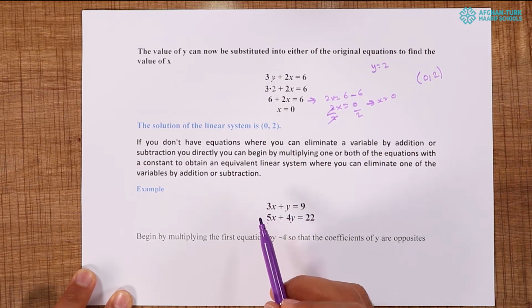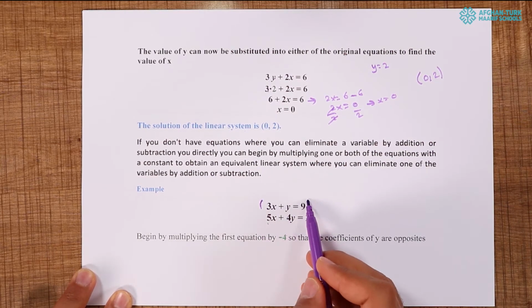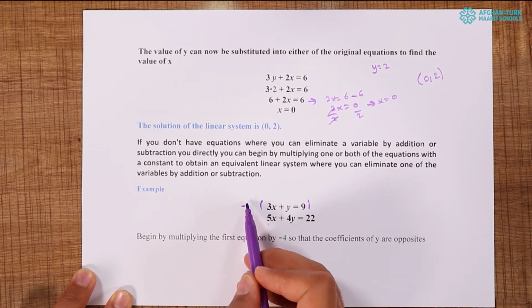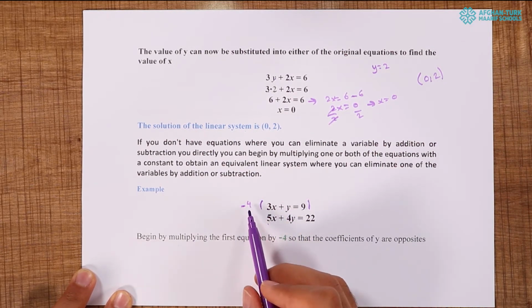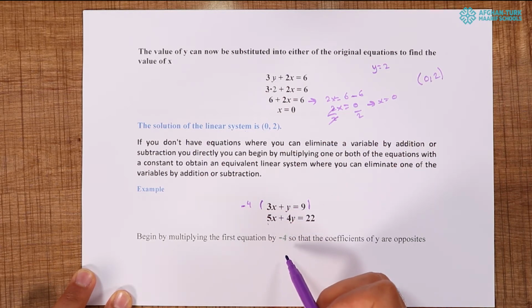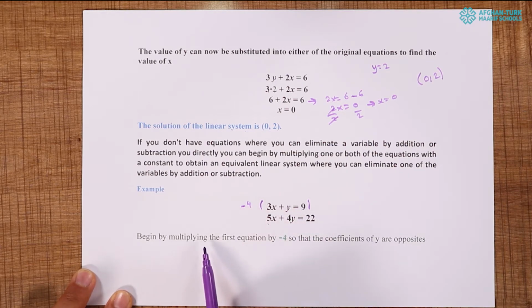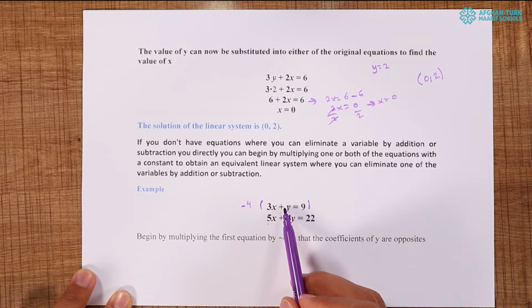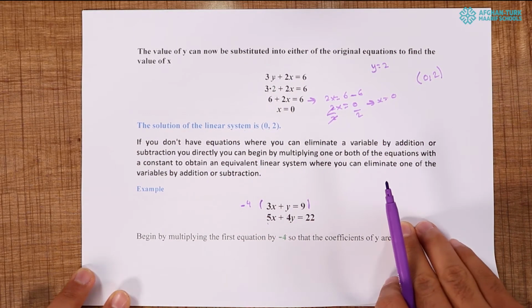Okay, if we multiply this equation by minus 4, we get minus 4y here, and we can easily eliminate it, okay? As you see here, begin by multiplying the first equation by minus 4 so that the coefficients of y are opposites. It means it becomes minus 4y and it's also 4y. Then we can easily cancel them.